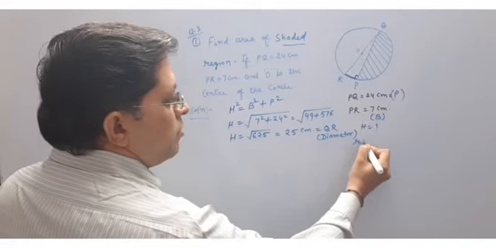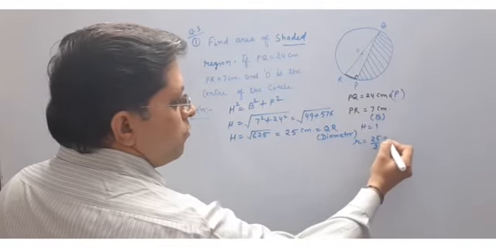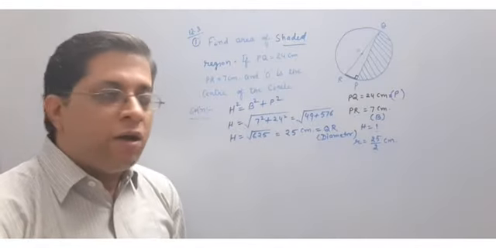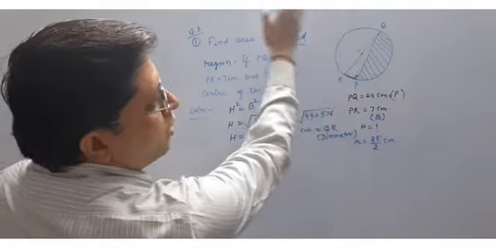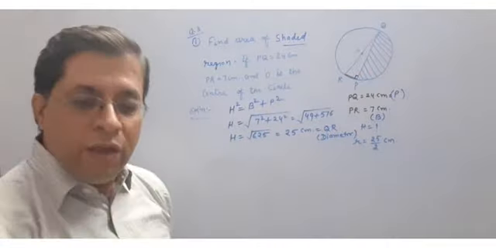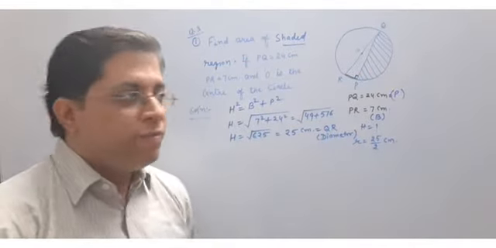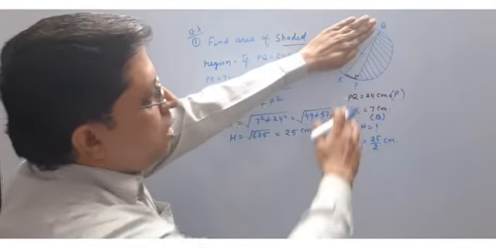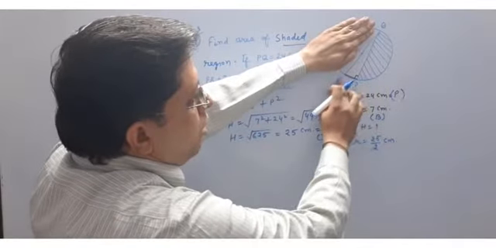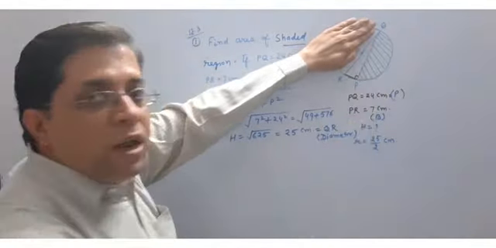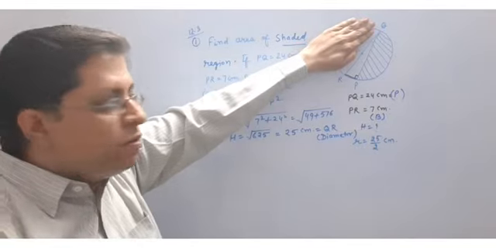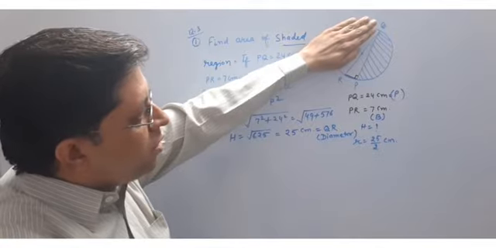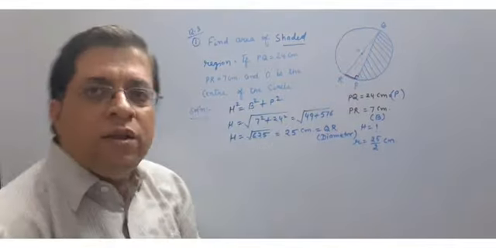And what will be the radius? 25 upon 2. This is the radius. And you have to find the shaded area. This is one part of the circle, this is the other part of the circle. If a circle is divided in two parts, this is half of the circle. RPQ is a semicircle if I hide this. So the shaded area will be this full semicircle minus the area of the triangle.